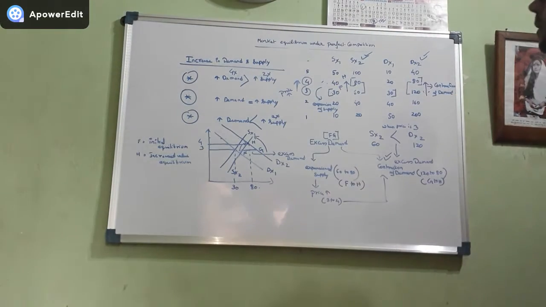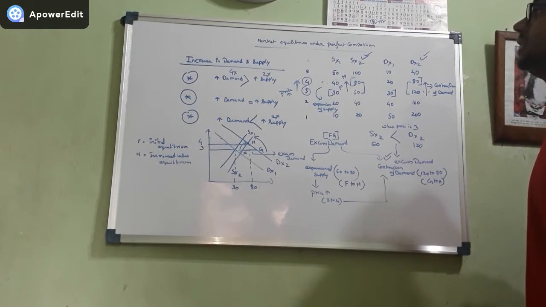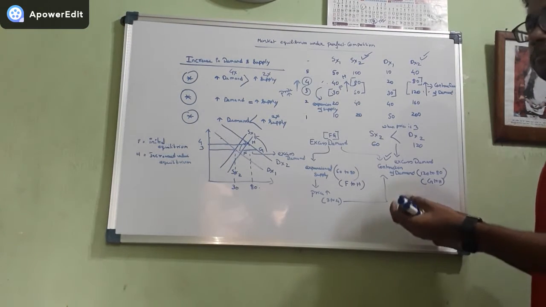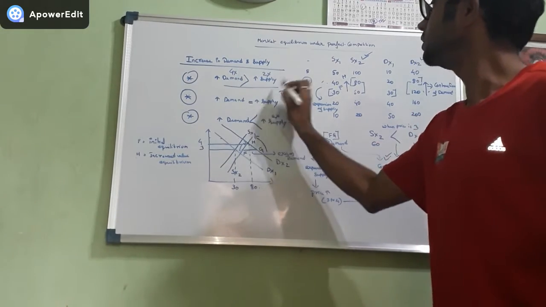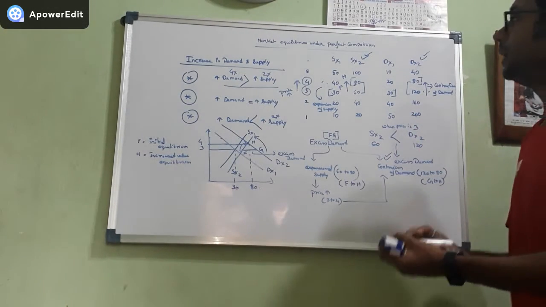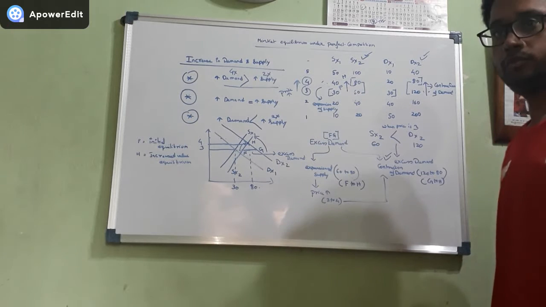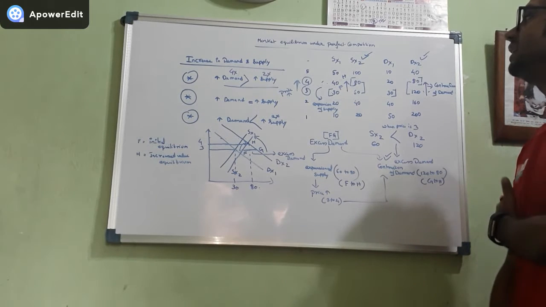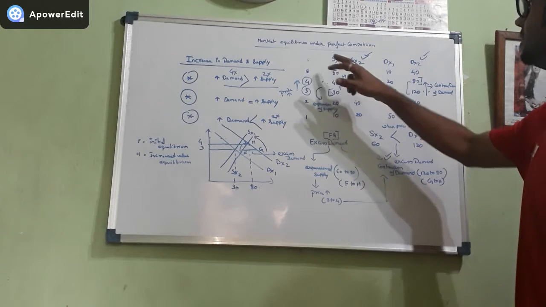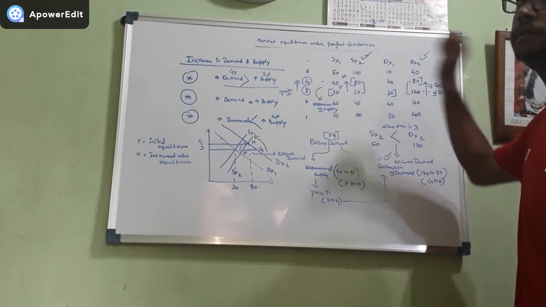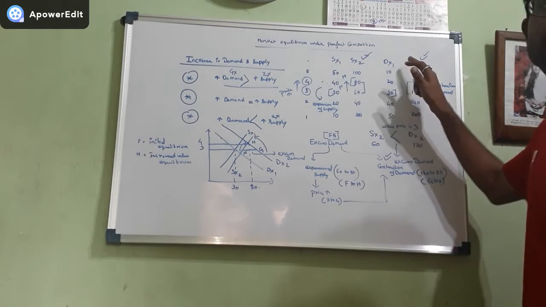Now we will discuss the increase in demand and increase in supply in both the cases. Supply is also increasing, demand is also increasing. Say demand is increasing by 4x, 4 times, and supply is increasing by 2x. Initial supply is Sx1, initial demand is Dx1.